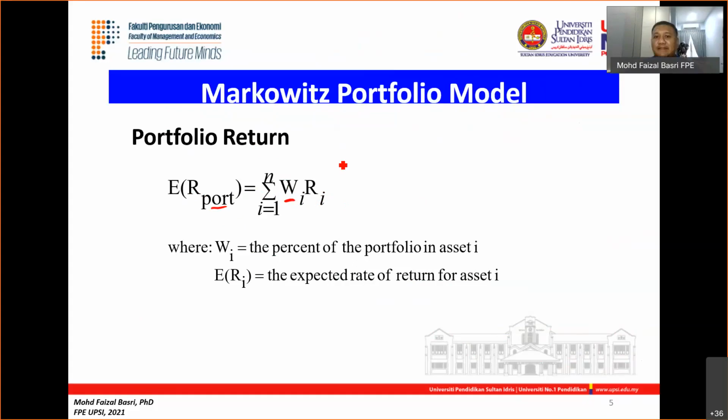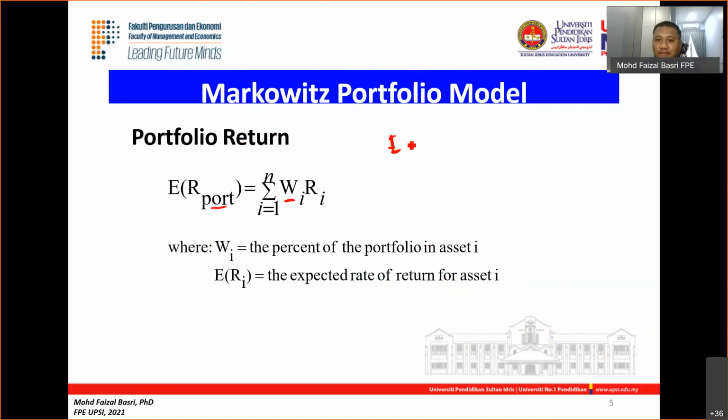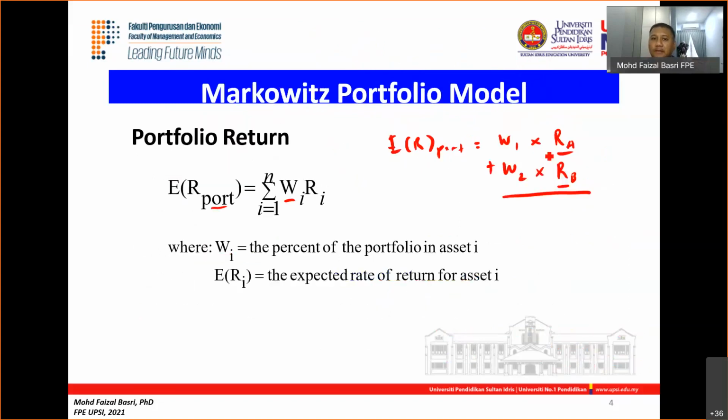Since we have, let's say, 30% and 70%, we will have 2 levels. So if you want to find the expected returns of the portfolio, it's weight 1 multiplied with the return of stock A, for example, and then we add weight number 2 multiplied with the return for stock B. Then we add the total figures to get the expected returns of the whole portfolio. This RA and RB is technically the ER of the individual assets. So that's the measurement of expected returns for the portfolio.